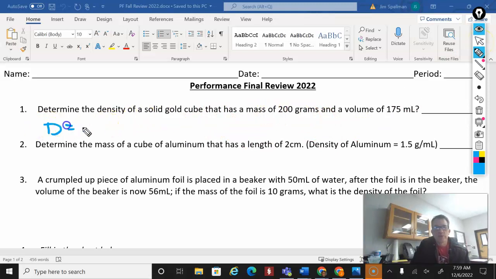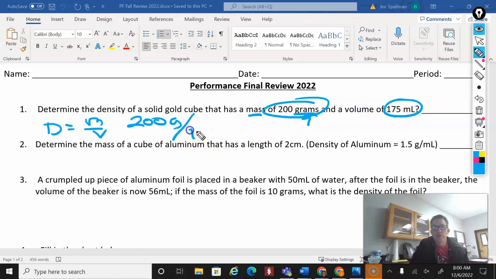So number one, density, mass over volume. The grams is our indication of mass. It also does say mass, but if it didn't say mass, grams is always the unit we measure it in. 200 grams, and we put that over 175 milliliters. Do the math on that, we get about 1.14. And again, if we did things perfectly, we would put the units in here, which is going to be grams over milliliters.